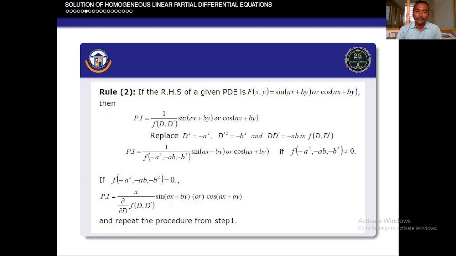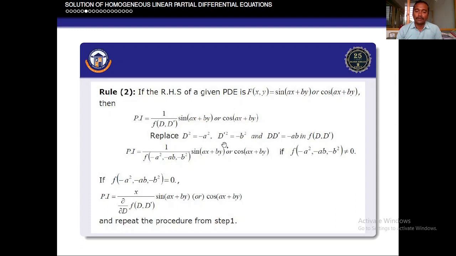This is rule 2. It is applicable for trigonometrical functions sin of ax plus b or cos of ax plus b. In this case, the right side function is in the form of trigonometrical functions. That means sin of ax plus b or cos of ax plus b. In this case, replace the values for D square, D' square and DD'.